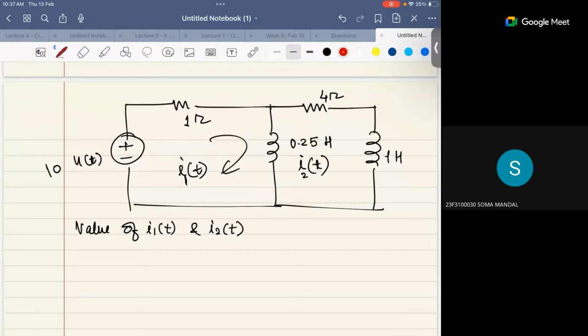So here it will be what? 10 upon S. This will be 1 only. This will be 0.25 S. This is 4 only. And this is S. Correct?